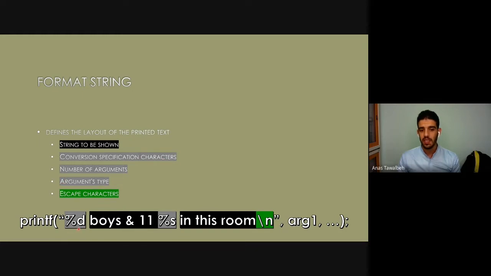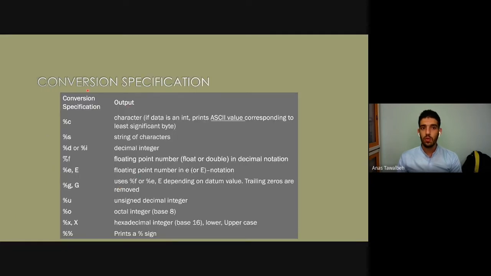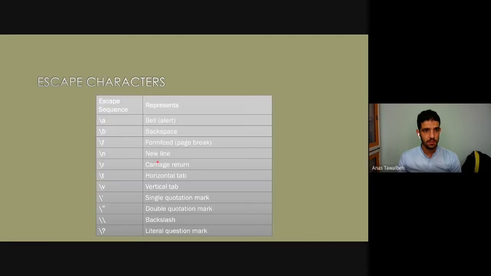You can see it highlighted here with the gray color. So here, that means we are going to insert a decimal number. Here, that means we are going to insert a string, right? And also an escape character, such as \n, which means add a new line. So this is the format string, and it has all of these parts inside it. Talking about conversion specification, we have c for character, s for string, d or i for decimal integer, f for float, and we have other conversion specifications.